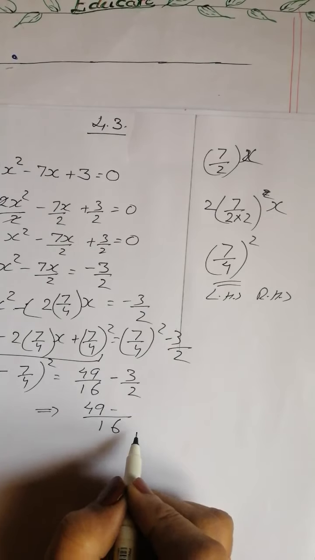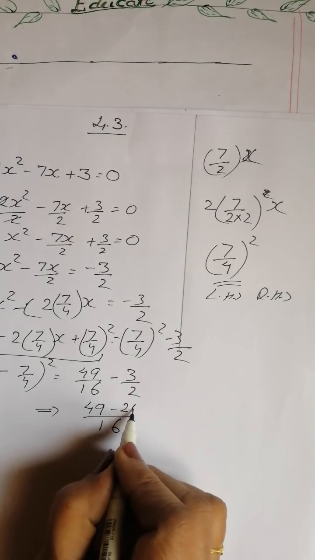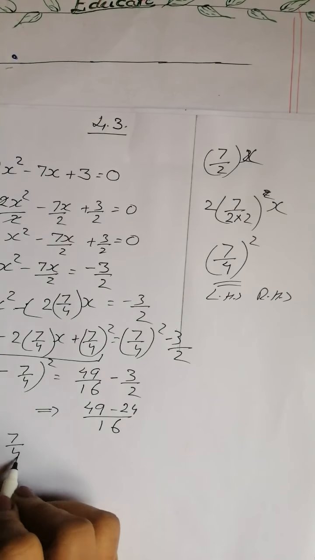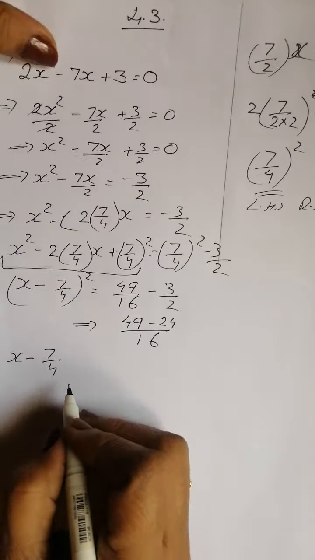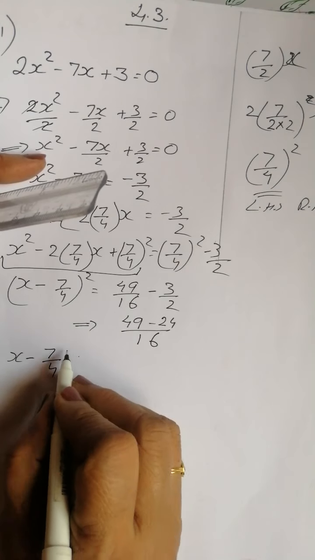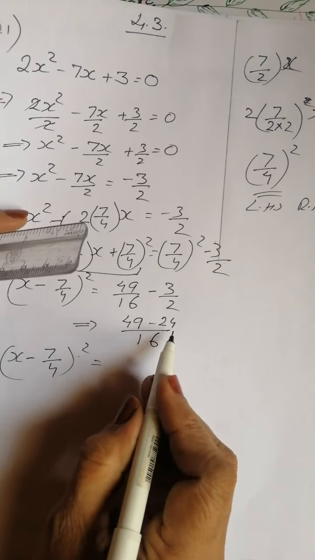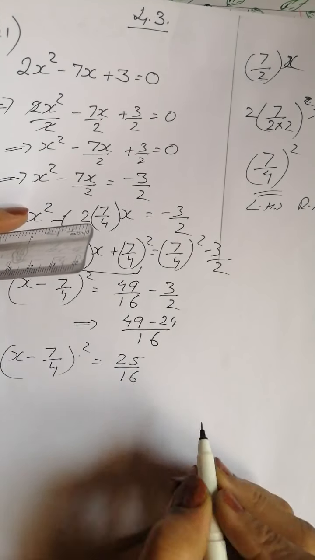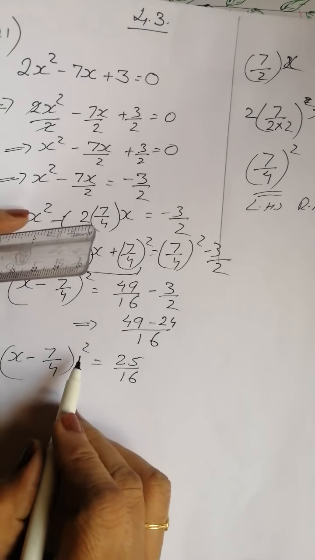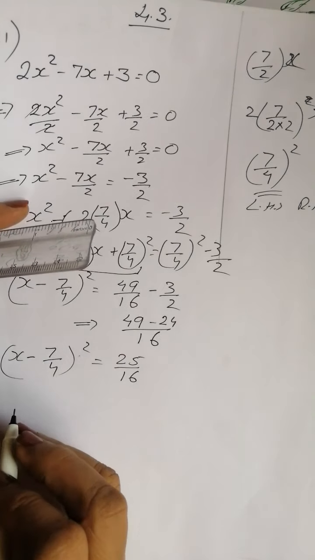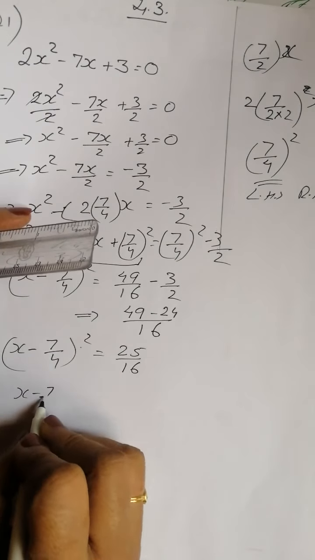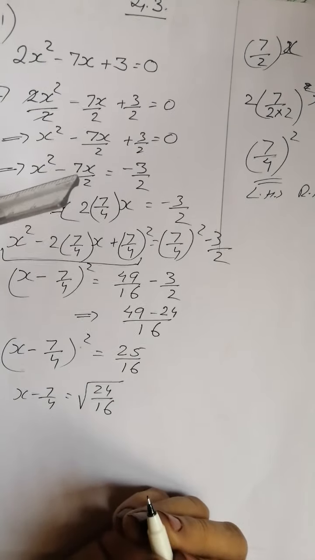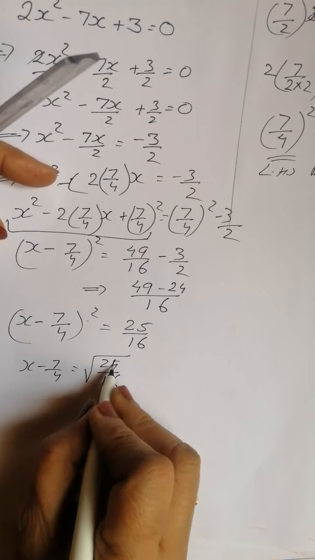Now, you can write as it is. 2 how many times 16? 8. 8 3s are 24. So this will become x minus 7 by 4, the whole square, equals to 49 minus 24 is what? 25 by 16. Is it not? Now, remove the square from this side. So it will become x minus 7 by 4 is equal to root of 25 by 16. Is it clear?